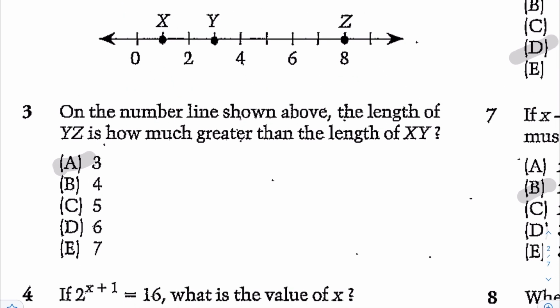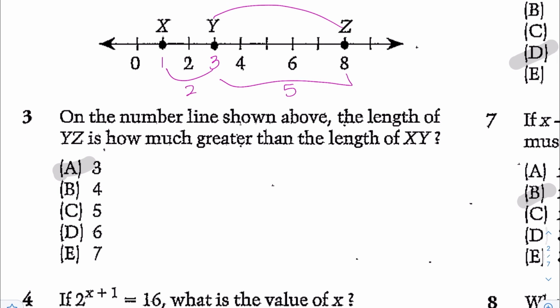All right, next for number 3, on the number line shown above, the length of yz is how much greater than the length of xy? So here you have a number line, just write what the variables represent. So we know that yz is 5, and xy is 2. And 5 minus 2 is 3. Choice A.